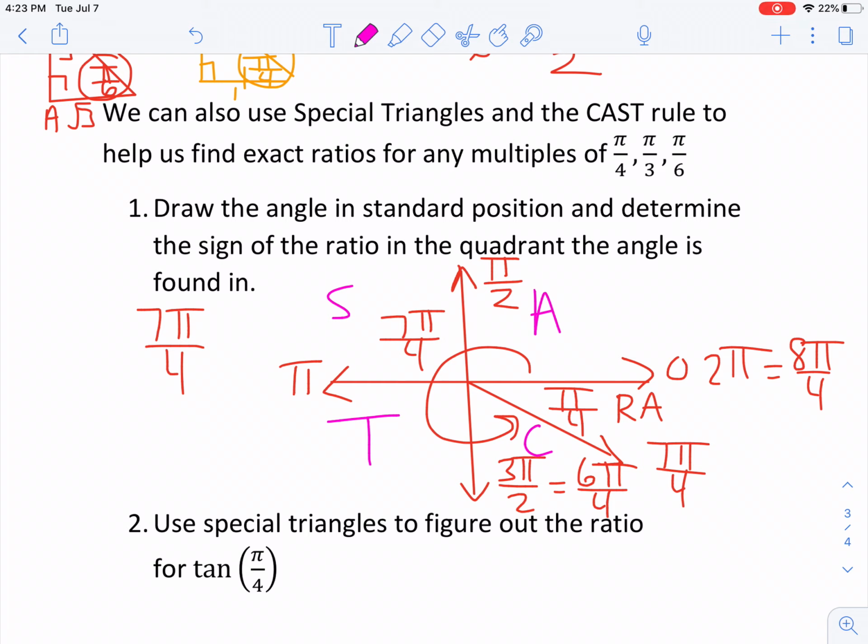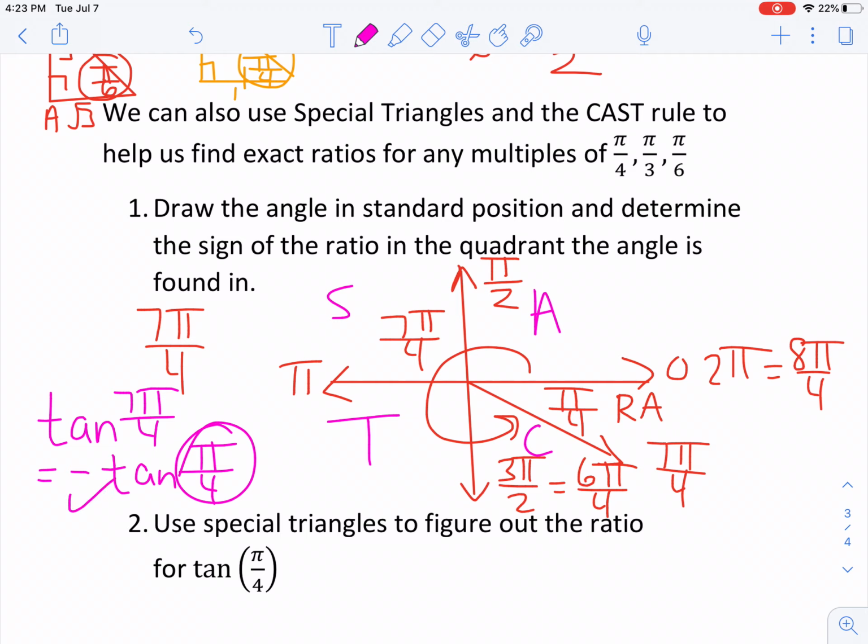So here we have figured out something very important. We know that tan of 7 pi by 4 is going to be the same as negative tan pi by 4, where this pi by 4 was just the related angle that we found with the positive x-axis. And we really just determined what the sign was going to be, that it was going to be negative.